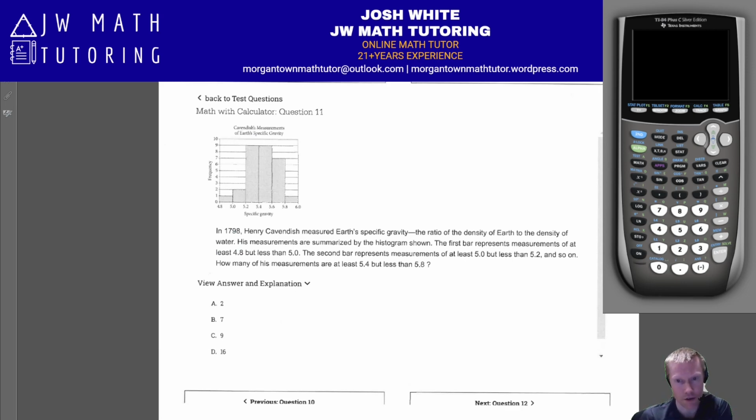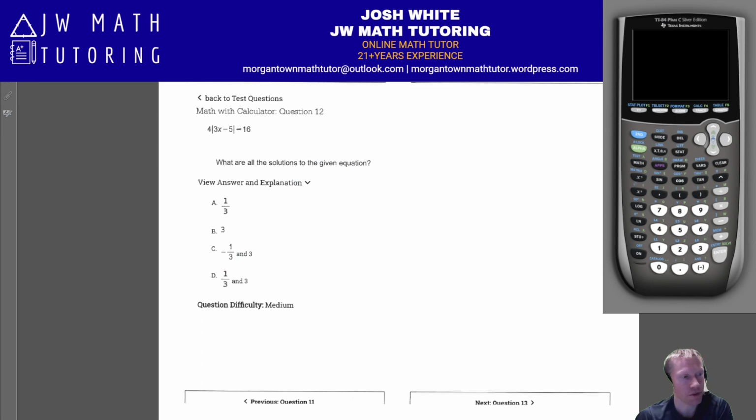Next up, we have another histogram, statistics related question. So here they want to know how many measurements are at least 5.4 but less than 5.8. So all we're looking for is basically how many are in this bar right here and this bar right here. Those are the values between 5.4 and 5.8. So we get the frequencies from the y-axis. The first bar is 9, the second bar goes up to 7. Add those two together, so we have 16. Correct answer is just going to be letter D, 16, and there's no more work that is needed for this problem.